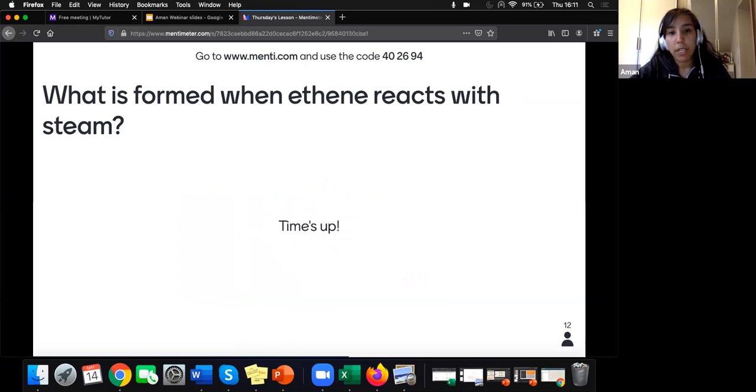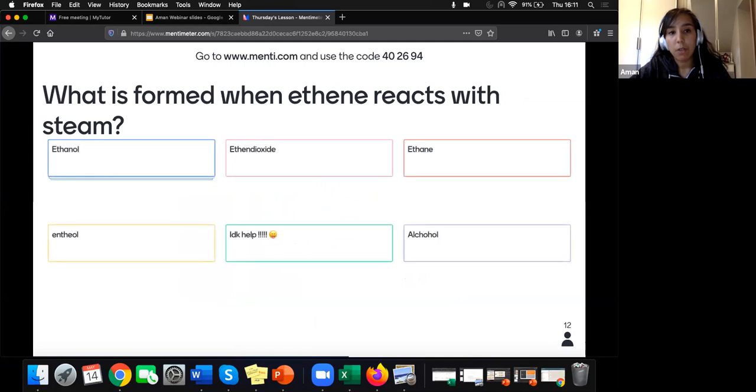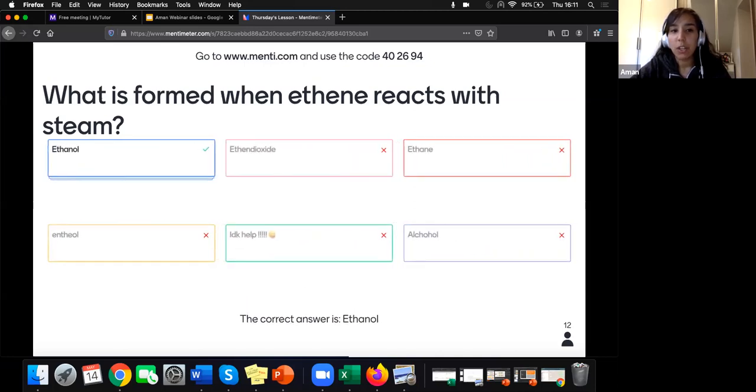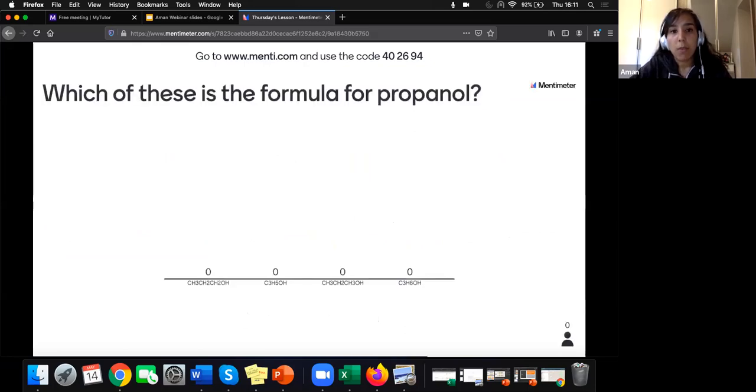So the answer is ethanol. Well done. Most people got that right. Ethene reacts with steam to produce ethanol. So all of the alkenes will react with steam to produce ethanol. Well done.